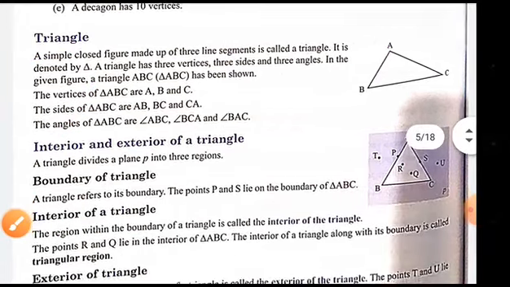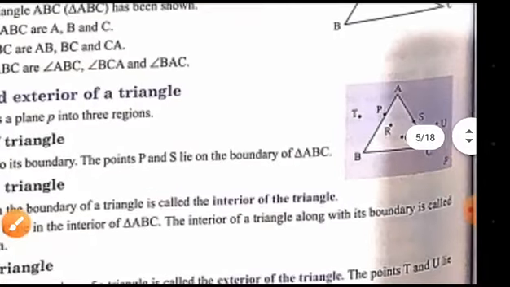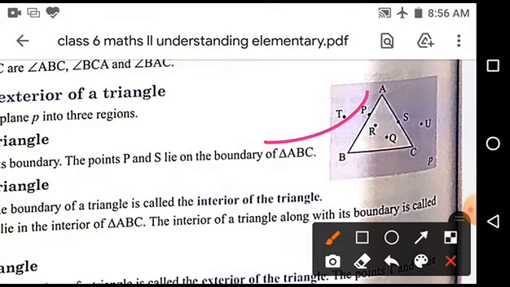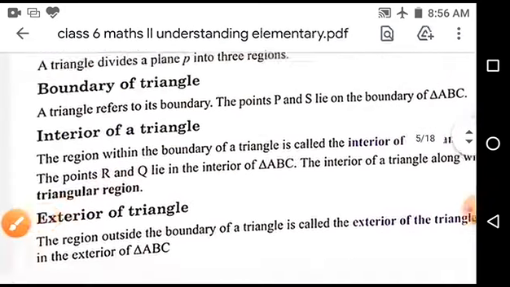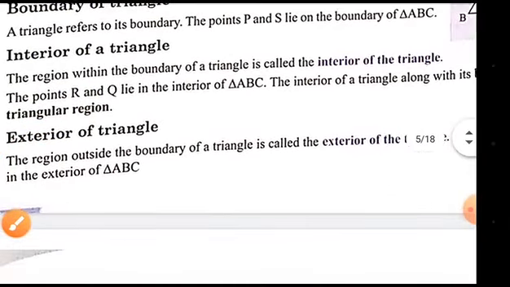Now the next topic is interior and exterior of a triangle. If we take any point inside the triangle, like point R and point Q, they are lying inside the triangle, so we can say that these are points in the interior of a triangle. And if a point lies outside the triangle, then we can say that these points are in the exterior of a triangle. That means the inside portion is known as the interior of a triangle and the outside portion of a triangle is known as the exterior of a triangle. Clear? Okay children.